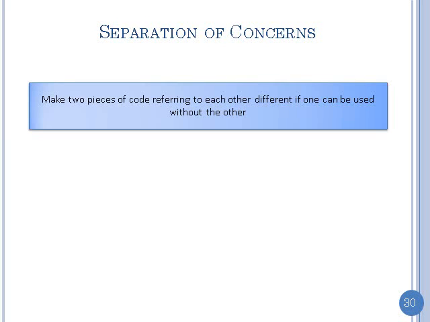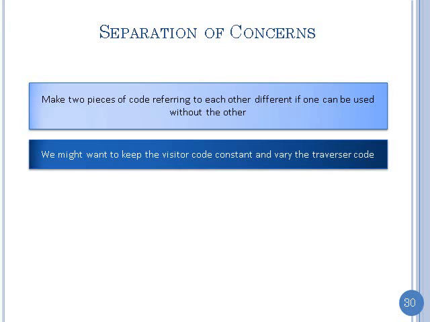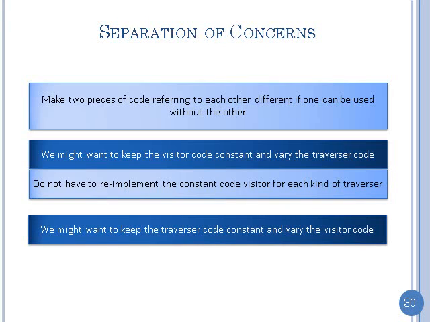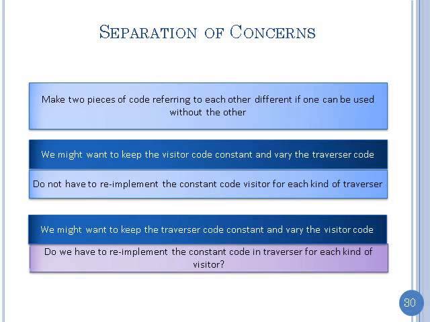Now let's abstract this out. Separation of concerns. This is the thing we've talked about in many contexts, model view controller and other patterns we've seen. Make two pieces of code referring to each other different if one can be used without the other. These two pieces of code have to work together, so put them in separate objects or separate methods if one can be changed without the other, if they're not so intimately tied that if one has to change, the other has to change also. We might want to keep the visitor method code constant and vary the traversal code, and this we can do. We might also want to keep the traversal code constant and vary the visitor code, and this we can't do right now.